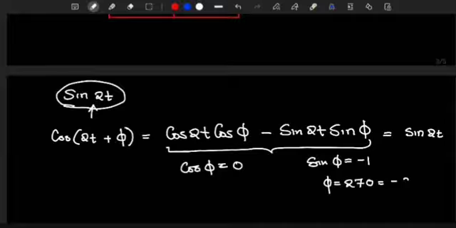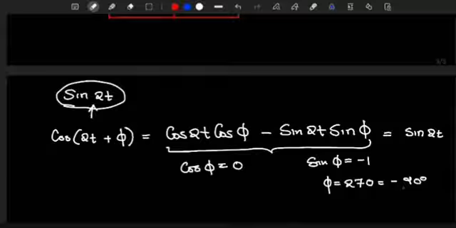This one, cos(2t + phi), changes to cos 2t cos phi minus sin 2t sin phi. Do you know this identity? Yes, cos a cos b.